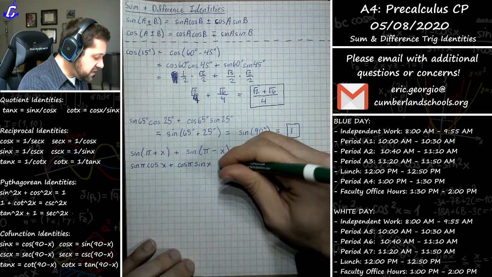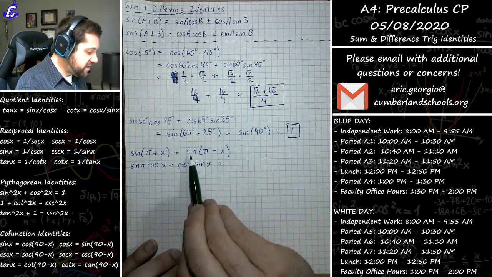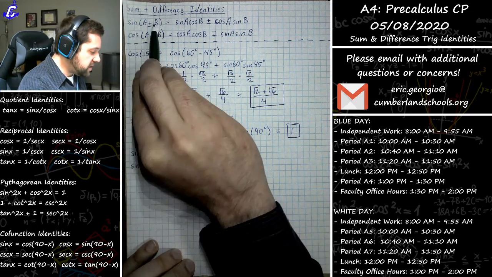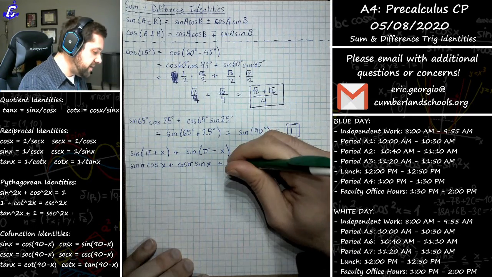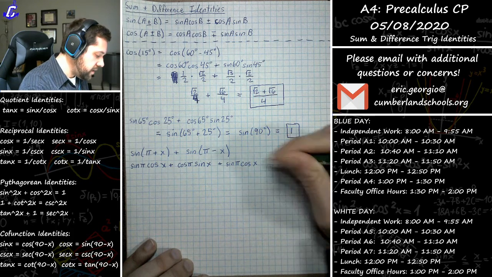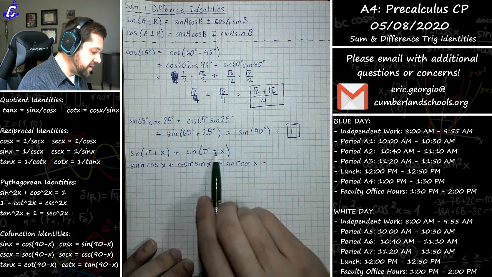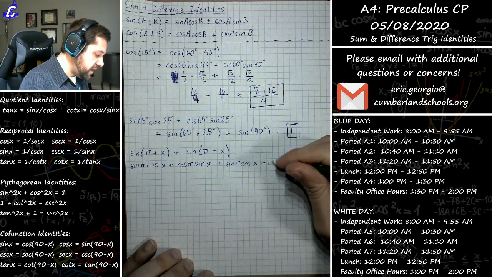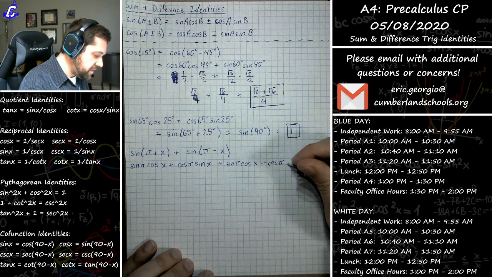The second expansion, from the second term, we have sine of pi minus x. We're again going to go right up here and say that's the same as the sine of pi times cosine of x minus, because the sine is going to stay the same, the cosine of pi times the sine of x.